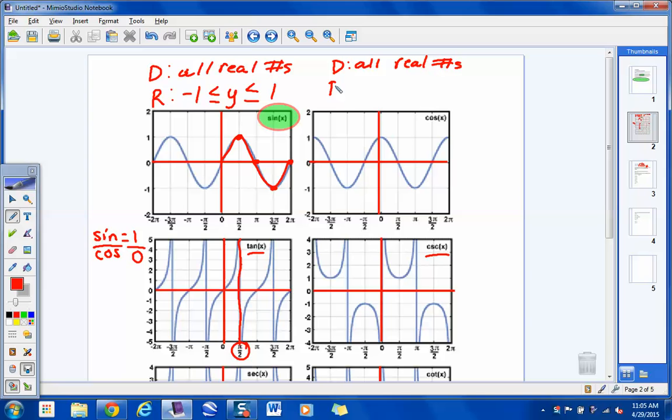How about the range on this? So what's true about the domain and range for sine and cosine? They're exactly the same. So I would say -1 is less than or equal to y, which is less than or equal to 1. Okay. Well, we start running into trouble down here then.